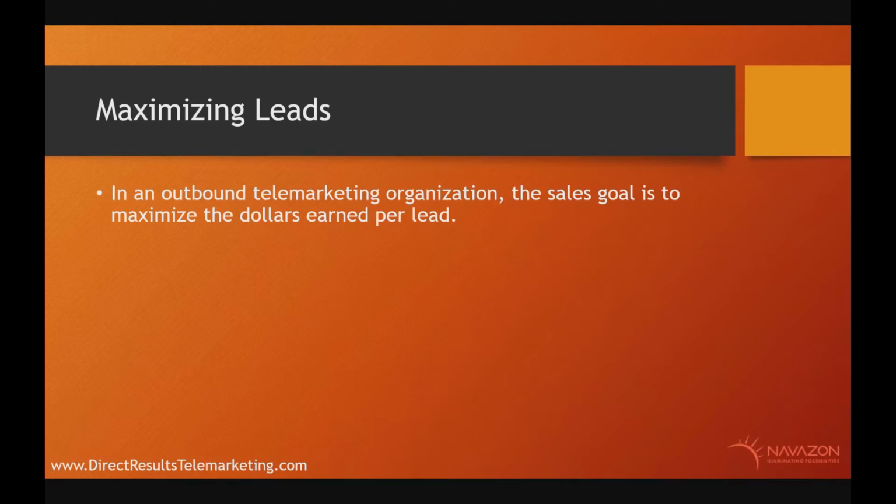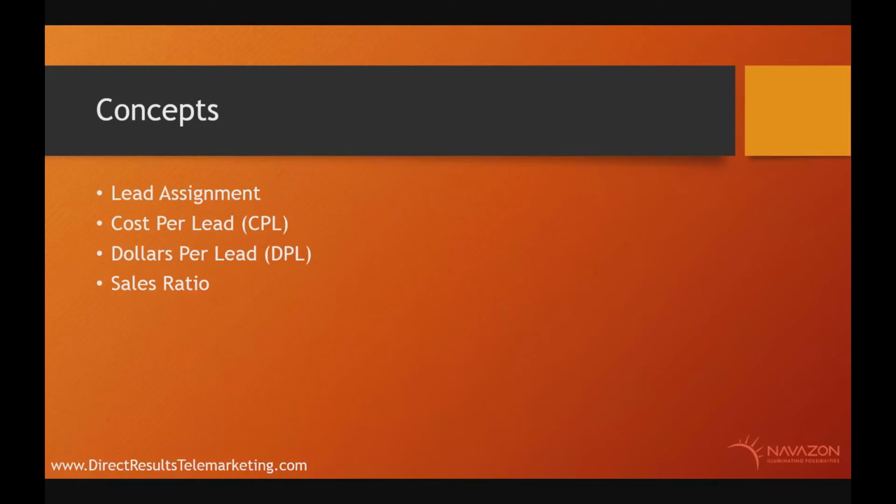To see how we approach this in direct results telemarketing, we're going to cover a few sales concepts. We're going to cover how we measure sales performance and how we use that performance data to assign leads to marketers. We will look at a few metrics that help us measure sales performance. One is cost per lead, or CPL for short. The other is dollars per lead, or DPL. And the third is sales ratio. We're going to cover each one of these concepts.